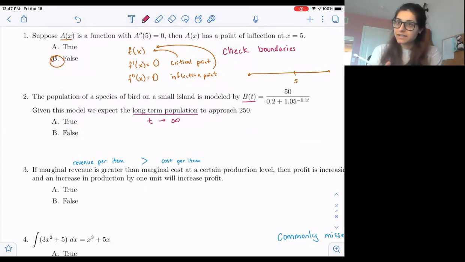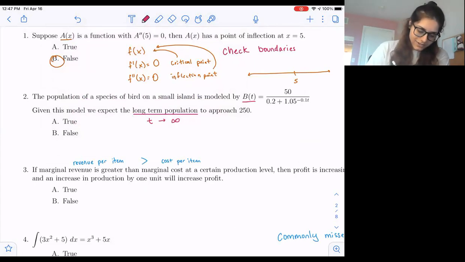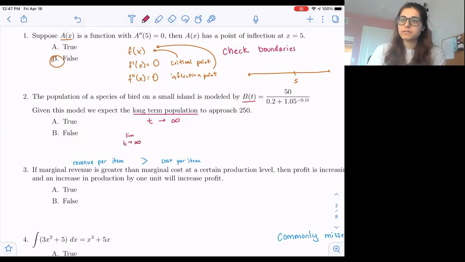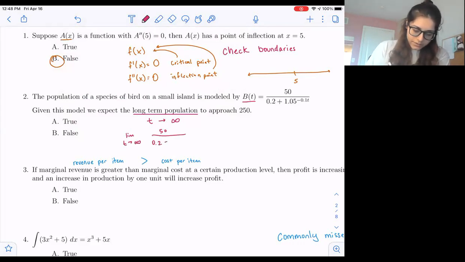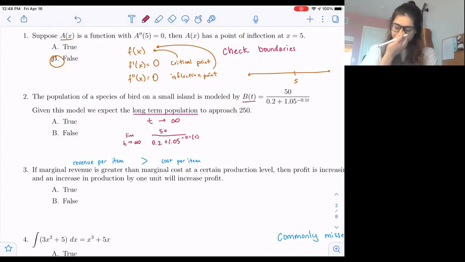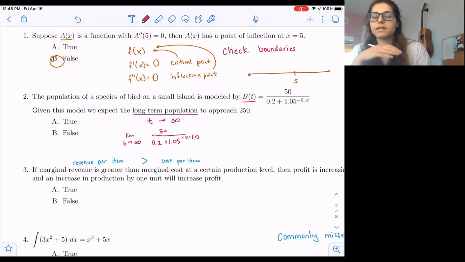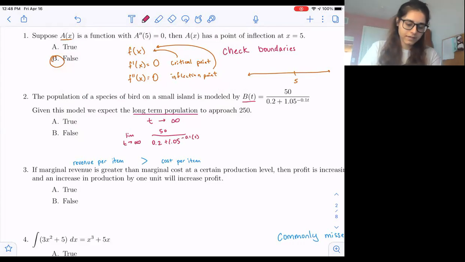All right, so once you realize that you're taking a limit, you can set it up like limit as t approaches infinity, our years approach infinity, of 50 over 0.2 plus 1.05 to the power of negative 0.1 times t. So what you want to do is plug in infinity for t.